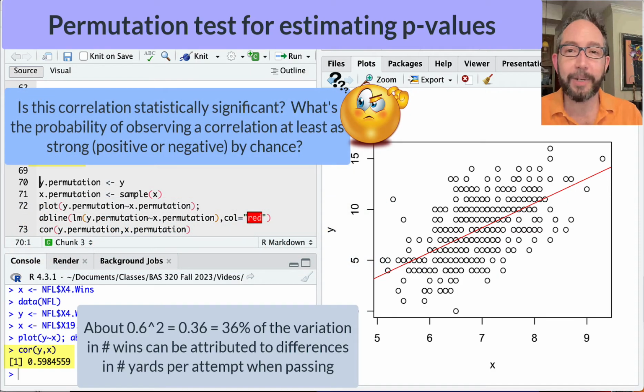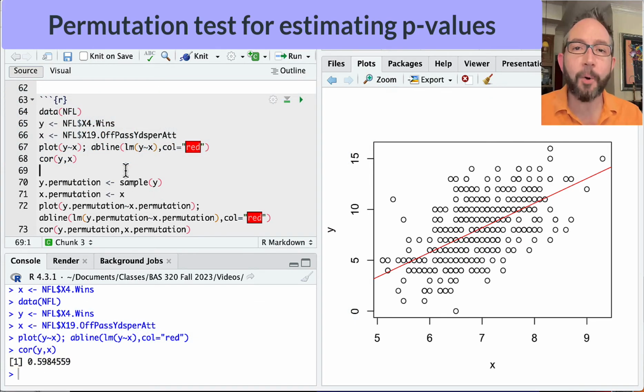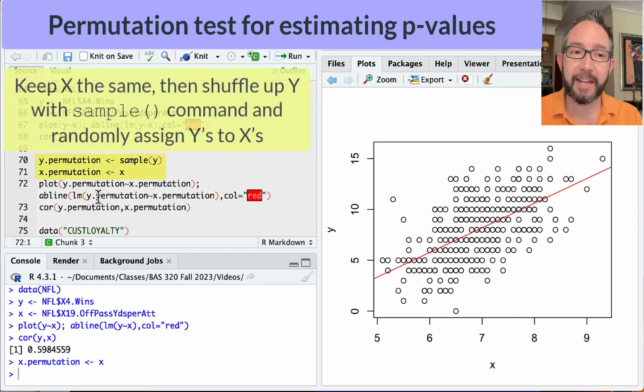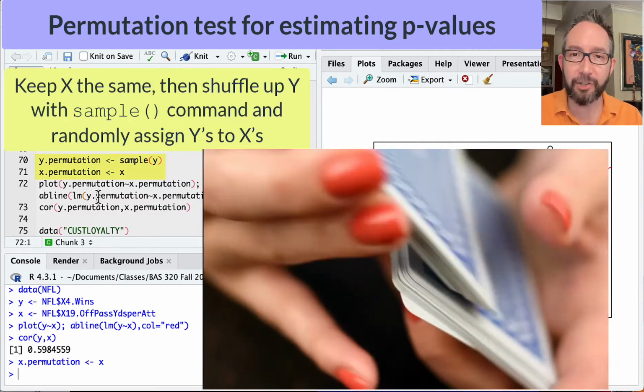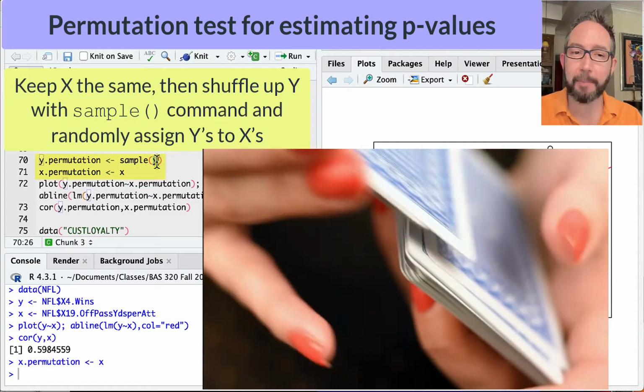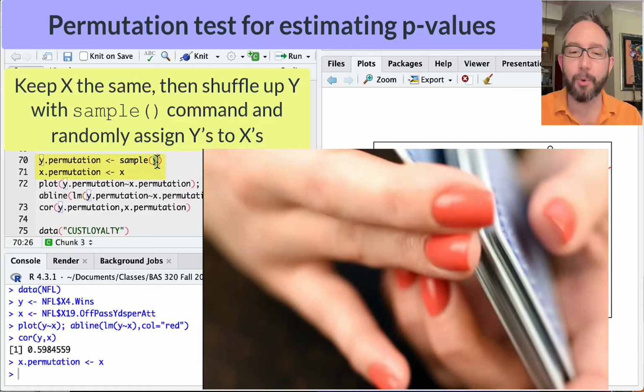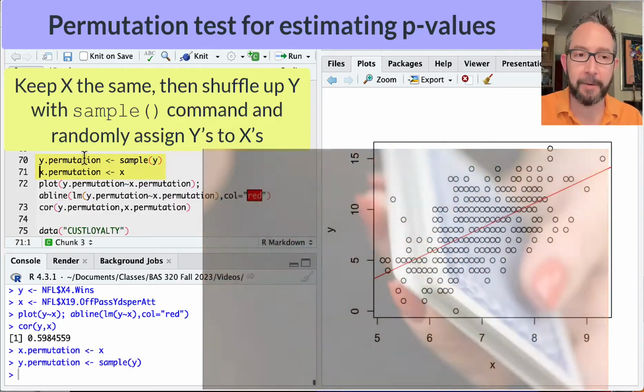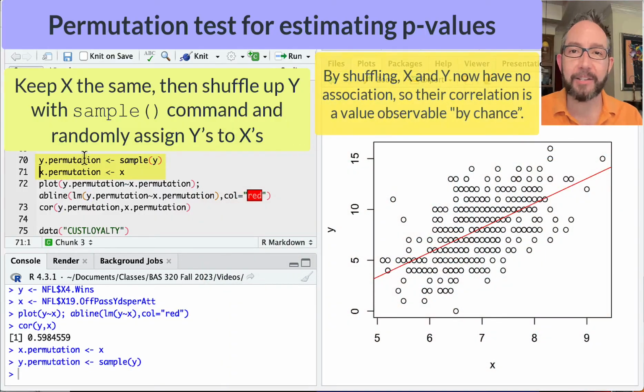Well, let's observe what sort of correlations we might see just by chance alone. So what I'm going to do is preserve the x values that I've observed in the data set, and randomly shuffle the y values with the sample command. Sample, give it the name of a vector, and it'll randomly reorder the values in that vector. And so by definition now, x and y have no association whatsoever. They're being randomly paired up with one another.